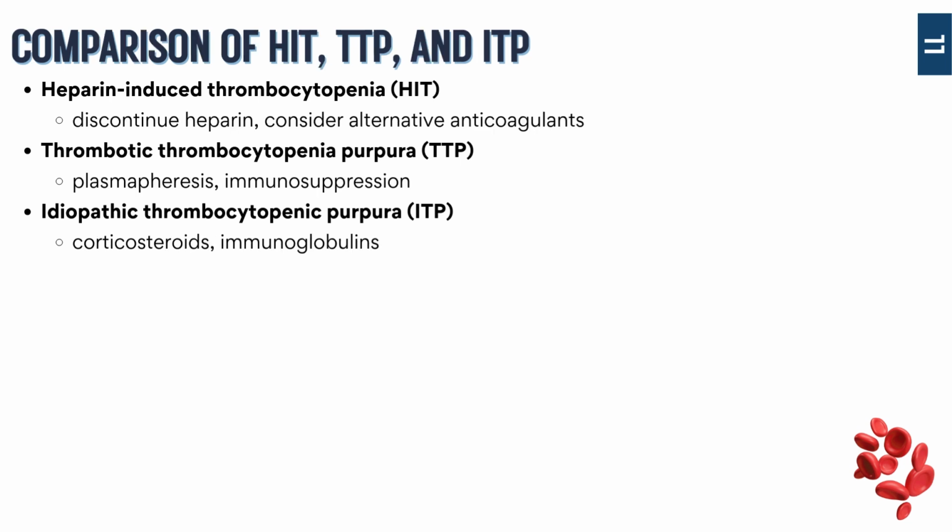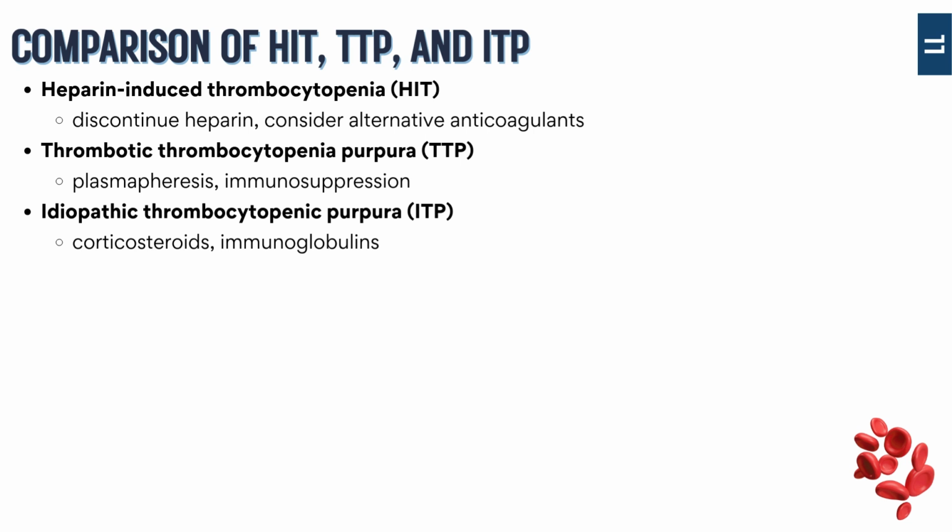Okay, so now let's compare the three. The management for each type of thrombocytopenia varies. In HIT, that's the heparin-induced one, discontinuing the heparin and using an alternative anticoagulant is what we're going to do. For TTP, thrombotic thrombocytopenic purpura, that requires plasmapheresis to remove antibodies alongside immunosuppressants. So we're going to be suppressing the immune system so that it doesn't cause those issues. And then ITP, we're going to give corticosteroids to suppress immune activity.